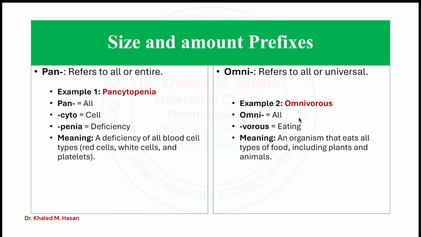Then another medical terminology, we have omnivorous. Omnivorous mean omni mean all, vorous mean eating. Here omnivorous related to an organism that eat all types of food, including plants and animals.